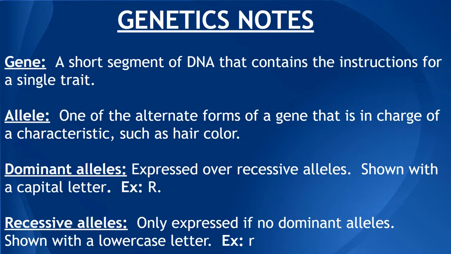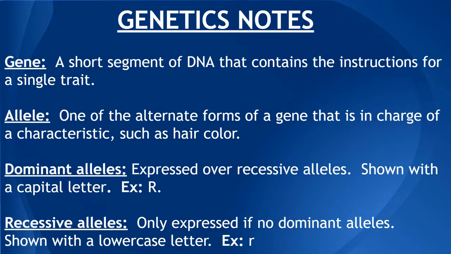So, first thing, gene. It's a short segment of DNA that contains the instructions for a single trait. So genes are located on chromosomes that we learned about in mitosis and meiosis. And those genes code for different proteins, all right? And they're made up of DNA.